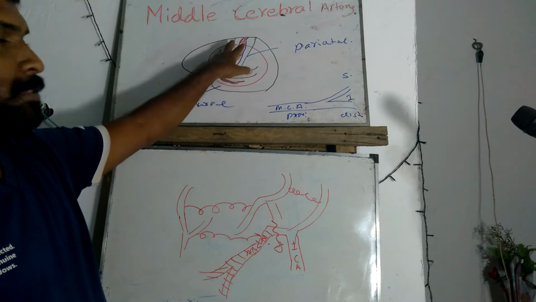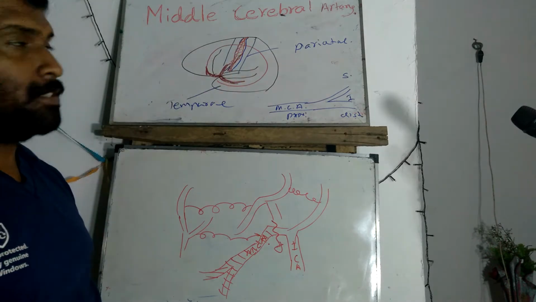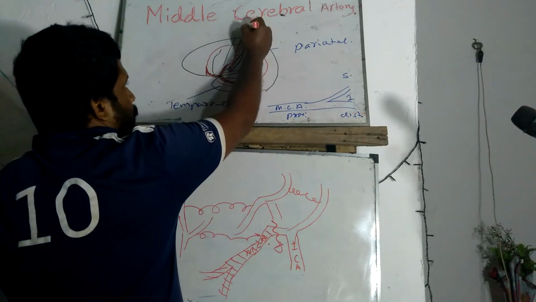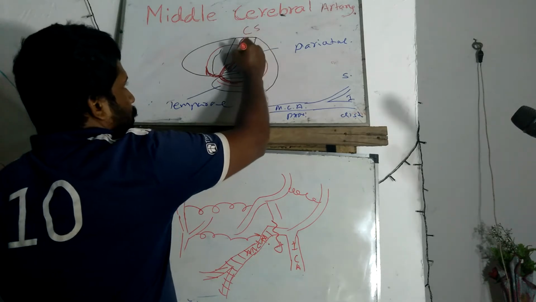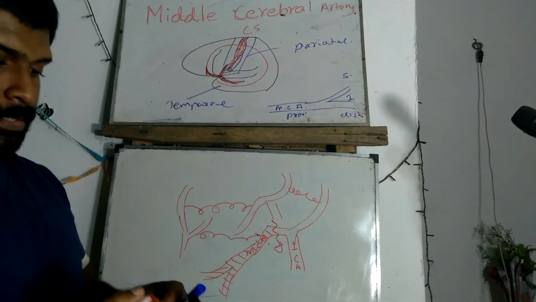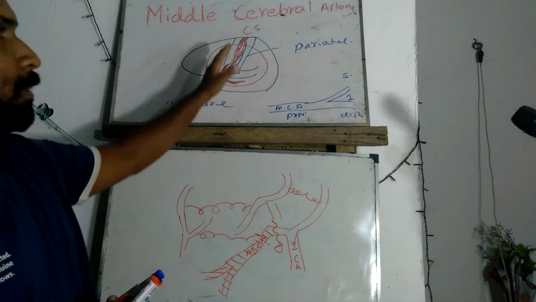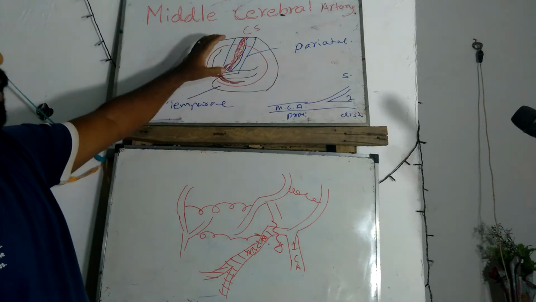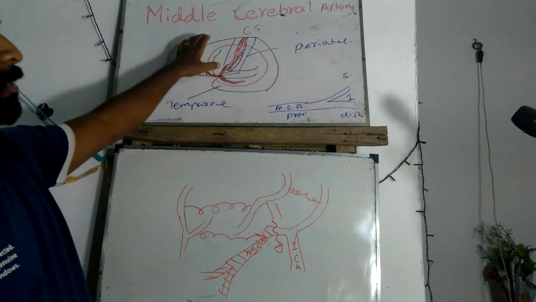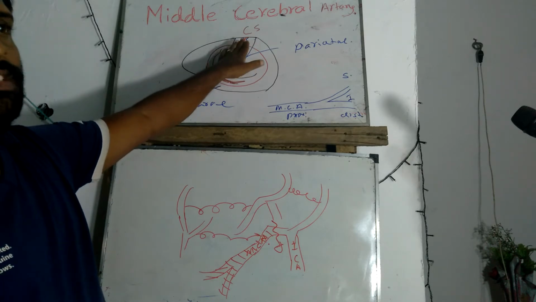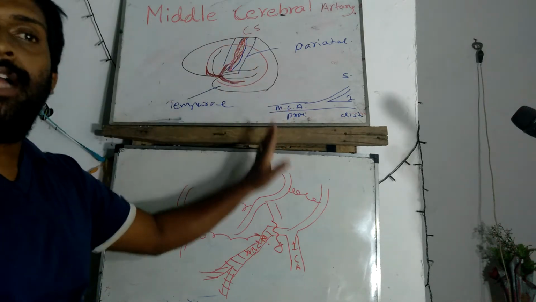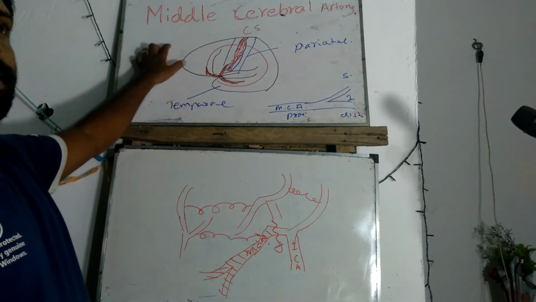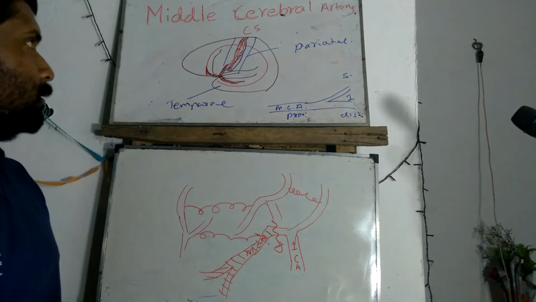The central sulcus is just the most important sulcus. This is the central sulcus. It divides the anterior motor part and the posterior sensory part. This central sulcus, the superior margin does not get the middle cerebral arterial supply. The superior margin is given by the anterior cerebral artery.